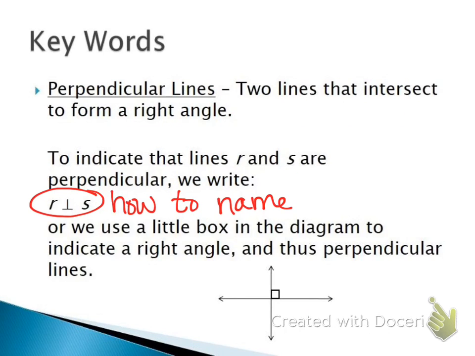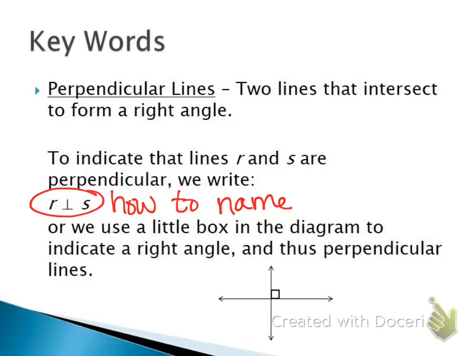Alright, next up we have perpendicular lines. 2 lines that intersect to form a right angle. Usually if they're 2 lines fully crossing each other like you see in the diagram, we actually form 4 right angles, but we'll talk about that more later on.